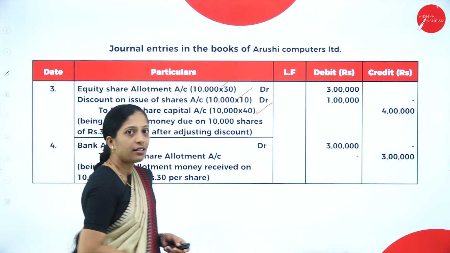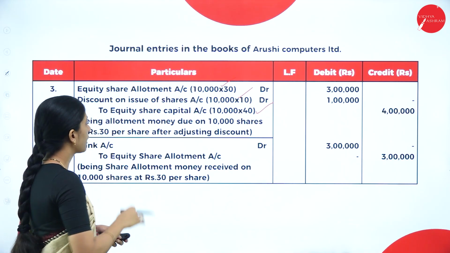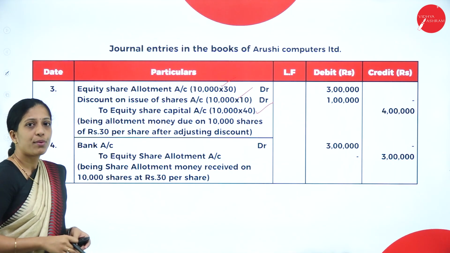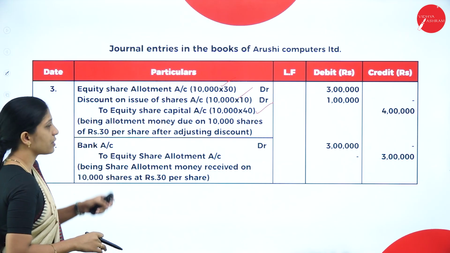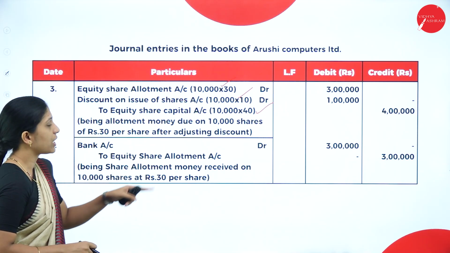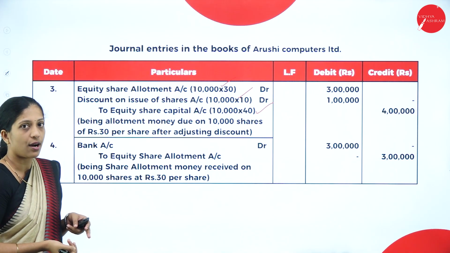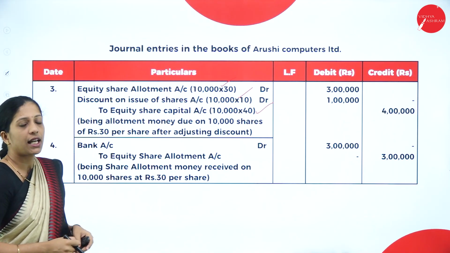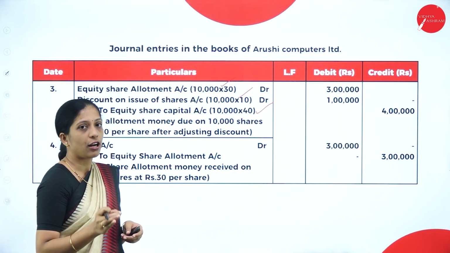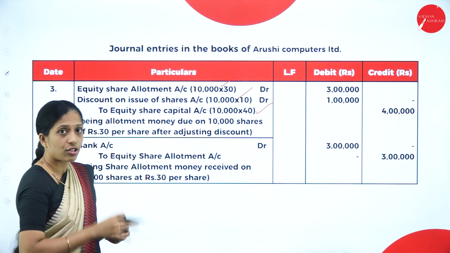So that will be 3 lakh, 1 lakh and 4 lakh. So your narration will be: being allotment money due on 10,000 shares of rupees 30 per share after adjusting discount. Now come to the receive entry, bank account debit to equity share allotment account. How much have we actually received?